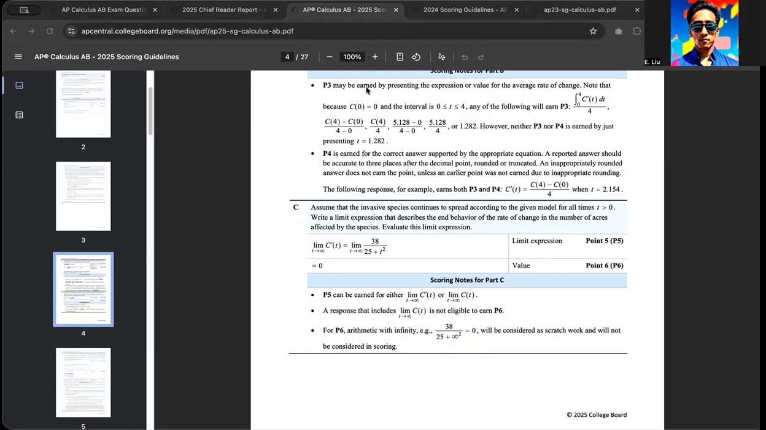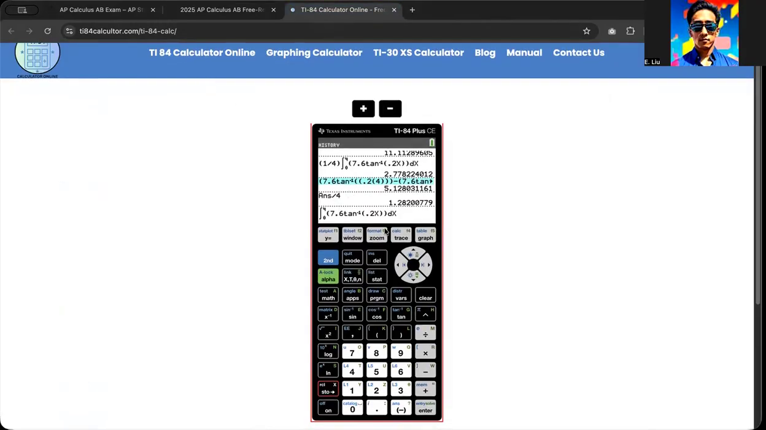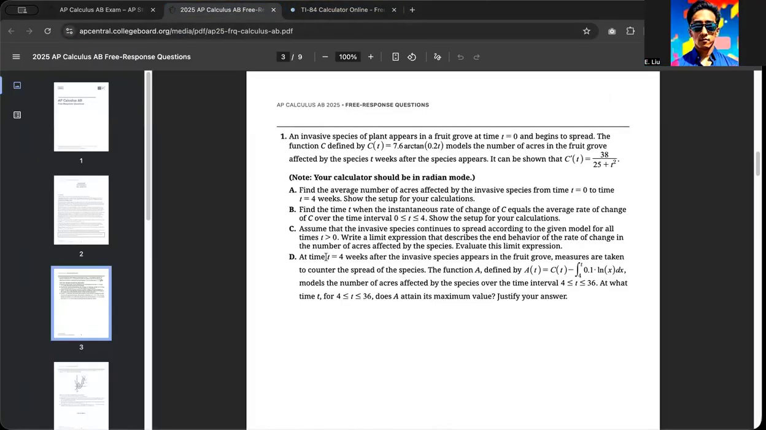All right, back into our last part of this. We're right around 10 minutes, but of course I've been switching back and forth, which also leads to some extra time. Last but not least, at time t equals 4 weeks after an invasive species appears in the fruit grove, measures are taken to counter the spread of the species. The function A, defined by this, models the number of acres affected by the species over the time interval from 4 to 36. At what time does A attain its maximum value?